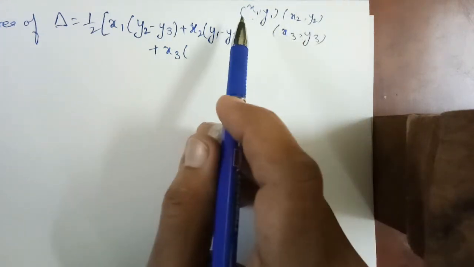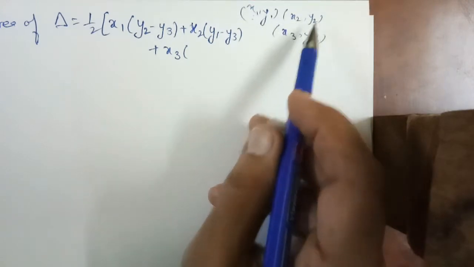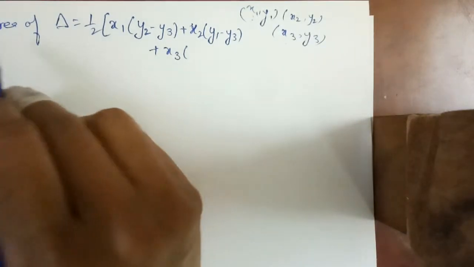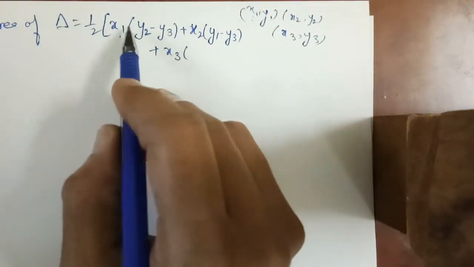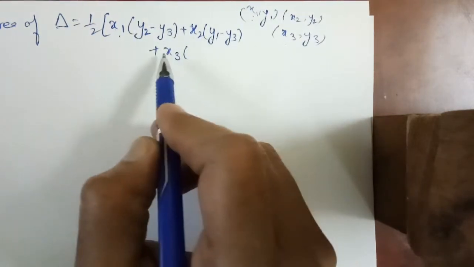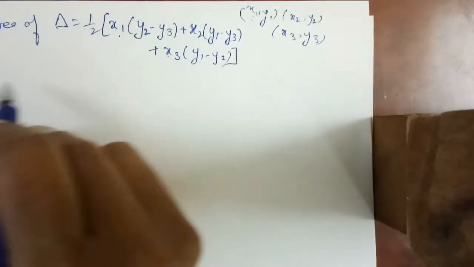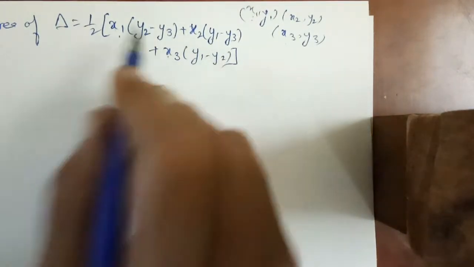Three points are given, the coordinates of A, B, C are given to us: x1, y1, x2, y2 and x3, y3. And the formula of the area of a triangle is half of x1 (y2 minus y3) plus x2 (y3 minus y1) plus x3 (y1 minus y2). We have to solve the area of the triangle by this formula.